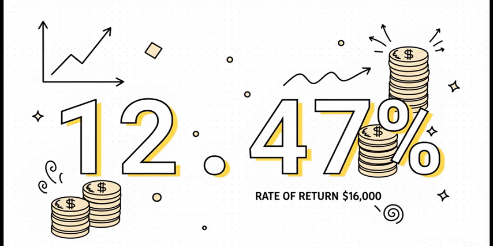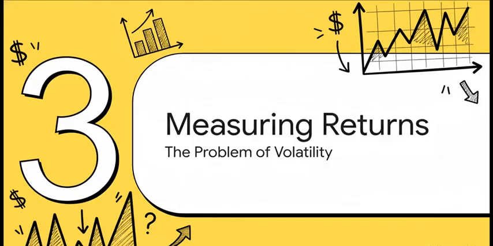Nailing this calculation is absolutely essential for understanding how any investment is performed. Okay, so now that we're clear on how to calculate a rate of return for a single period, let's build on that. What happens when you have a bunch of different returns over several years? How do you figure out your average performance?